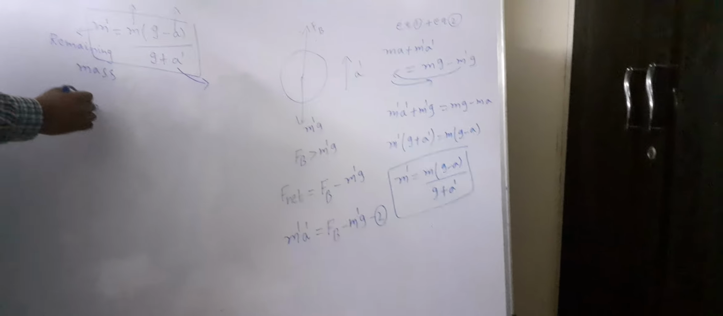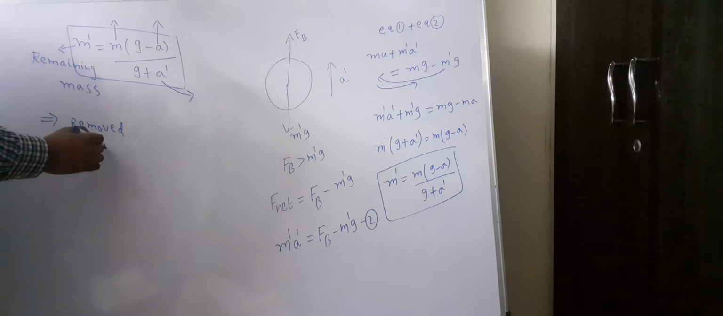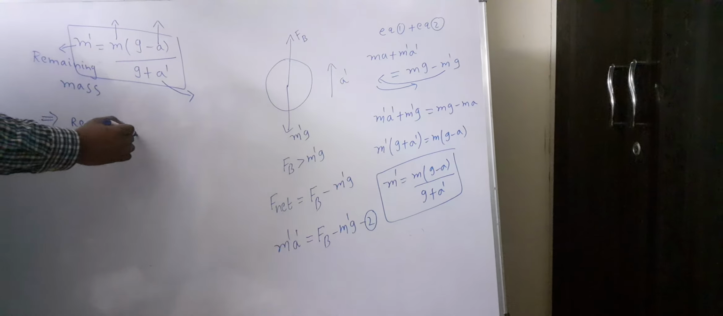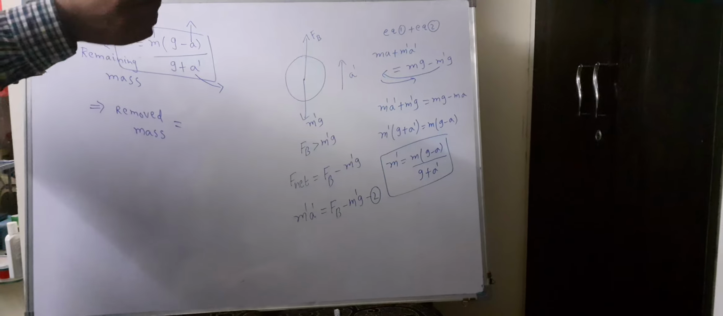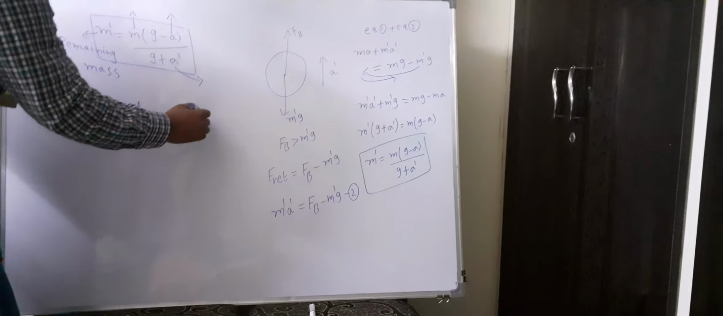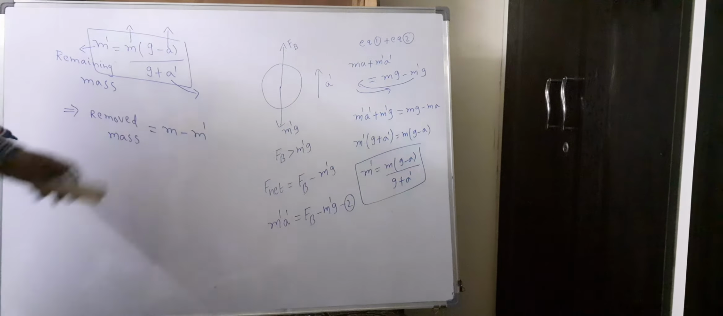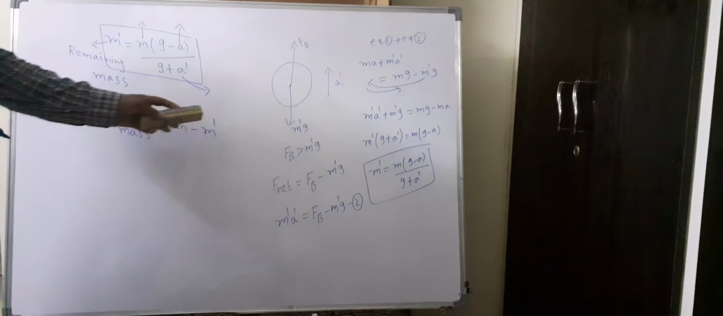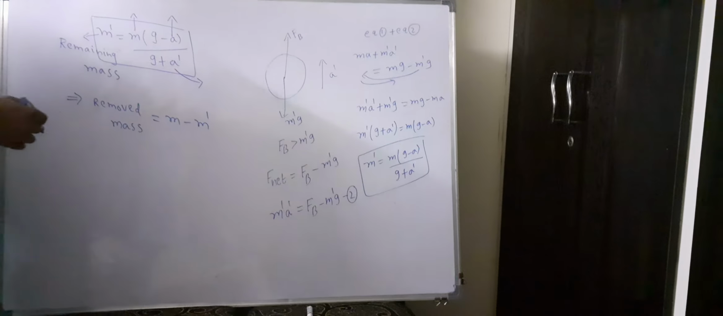Find the removed mass. Removed mass means: initial mass 16 kg, now the mass is 10 kg. How much is removed? 6. Simply write 16 minus 10, initial mass minus remaining mass. 16 minus 10 equal to 6. 6 is called the removed mass.